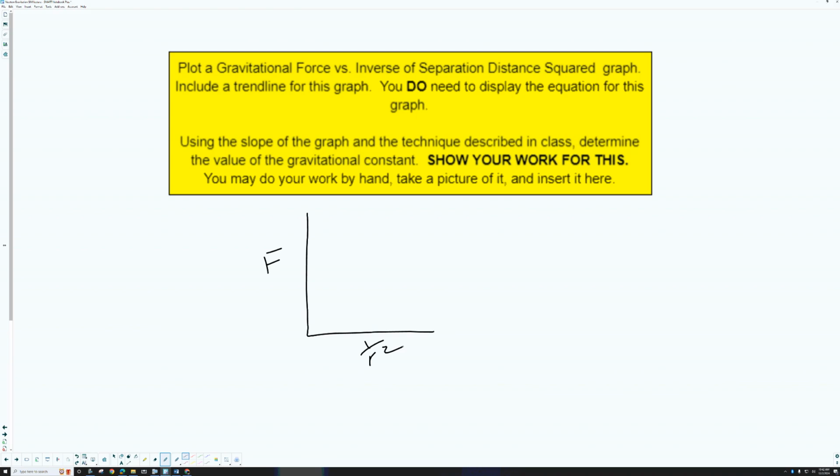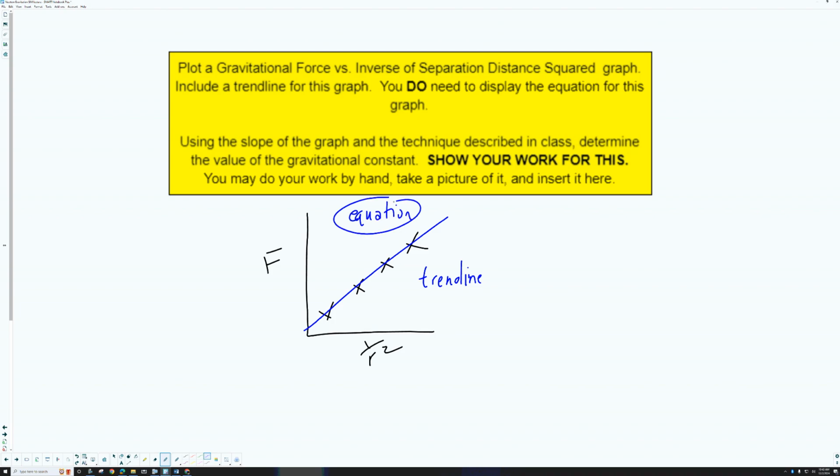Then you're going to plot a graph. And this one is going to be a straight line. So for this one, it should look like this. And it should look really good because it's nice cooked up data from the simulation. It should give us a nice straight line. Make sure you do include a trend line. And this time, make sure you do include the equation.